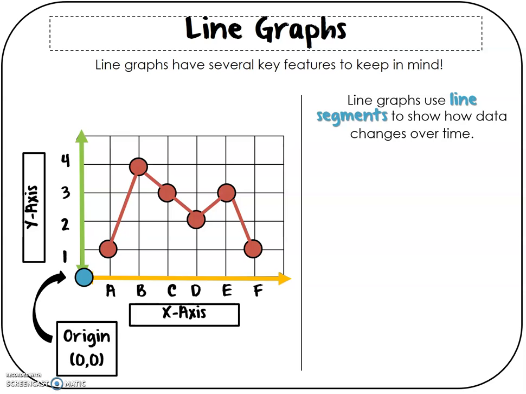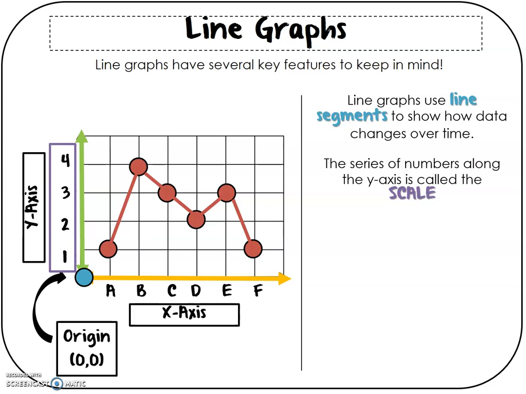Now that's probably a recap for you from years past, but the next two things might be new to you this year in fifth grade. The first is something called the scale, and the scale is the series of numbers along the y-axis. I've highlighted the scale on today's graph in a purple rectangle. I know that on this particular graph, I started at the origin, which has a value of 0, and I went all the way up to a high point of 4. So for today's example, my scale goes from 0 to 4.